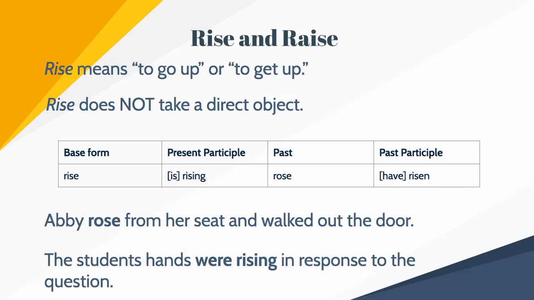Often we talk about students raising their hands. And that is how we say it when hands is the direct object. But in this sentence, it's the hands that's the subject, and the were rising is the verb, and there is no direct object.